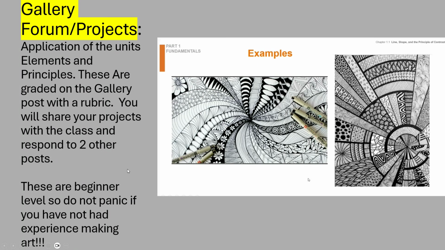There'll be little projects where you will apply what we're learning. We have a materials section of the book, and you'll be learning about that. So for instance, this one is a drawing unit, and we learn about line, shape, and contrast, as you can see.